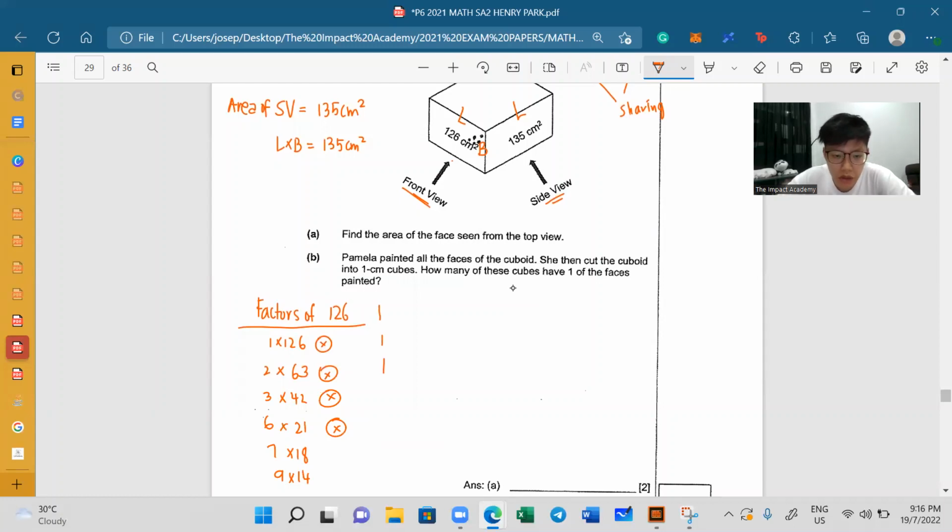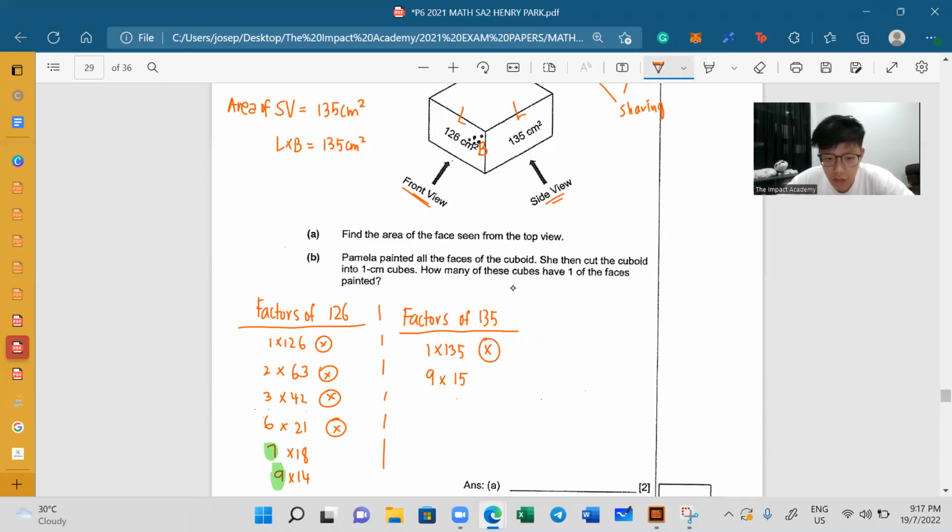Then the next thing I'm going to do is list down the factors of 135. So 1 times 135, we know it's not possible. So I'm just going to skip all the way to around this, because they should share the same breadth. So you can see that it's either 9 or 7. So I'm just going to try 135 divided by 7, but you don't get a whole number. So the only possibility here is actually 9 times 15, because 135 divided by 9, you get 15.